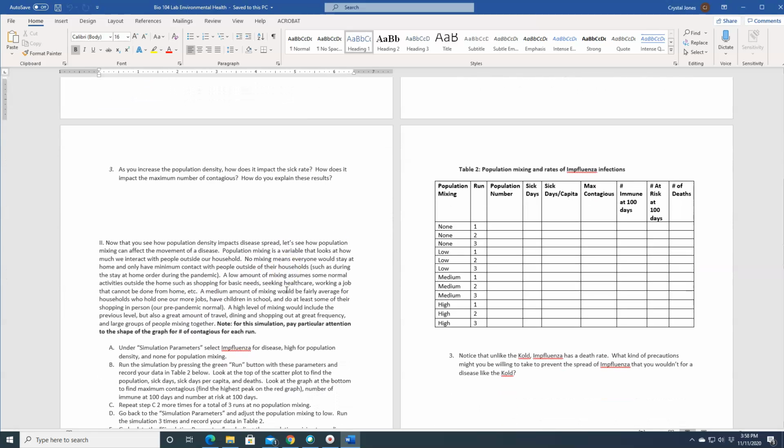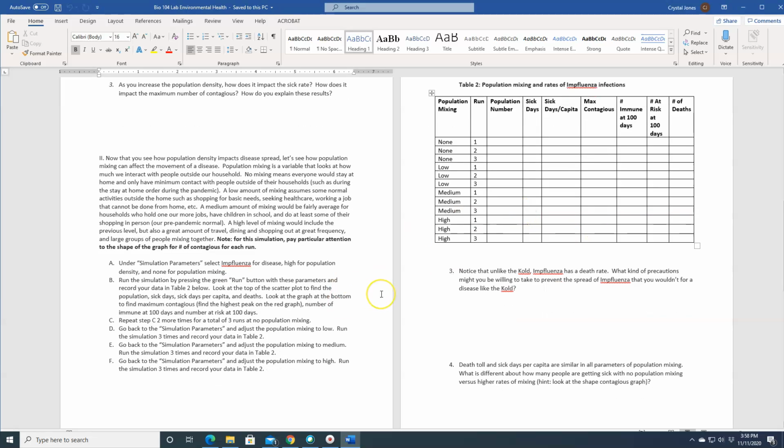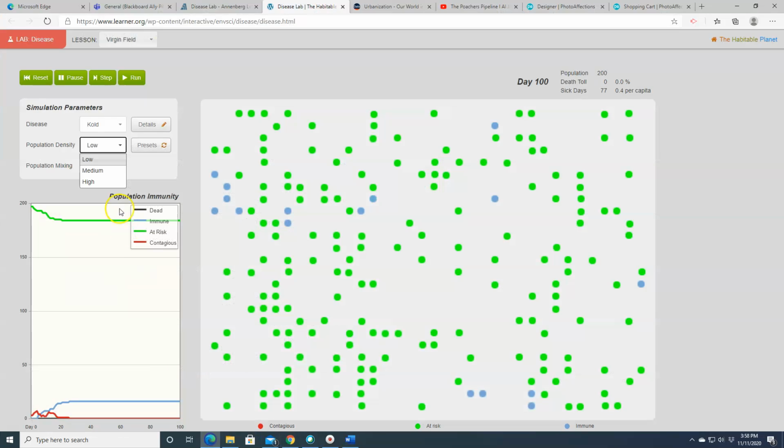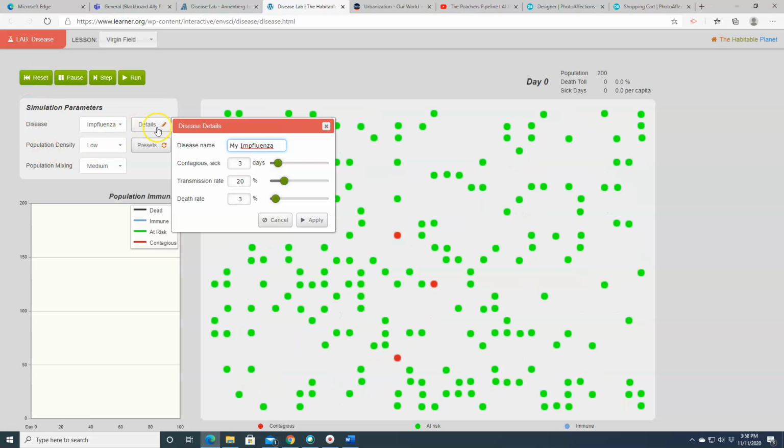So let's take a look now at a different disease, and this disease is called the influenza, right? So it parallels the influenza, the flu. What do we know about the flu? Well, what we know about the flu is, let's go ahead and change to influenza here, and we're going to reset everything. Looking at the details, we know that the transmission rate is higher, so it's doubled the rate of the cold.